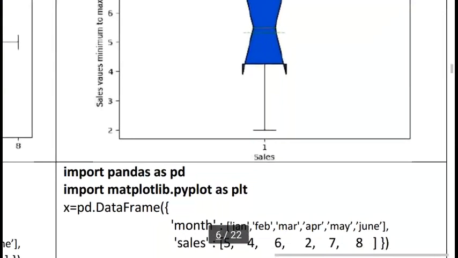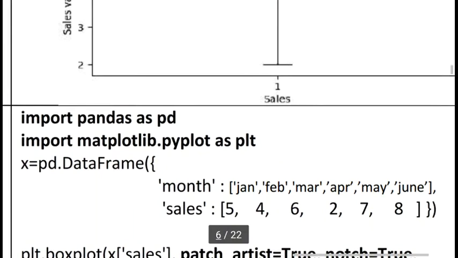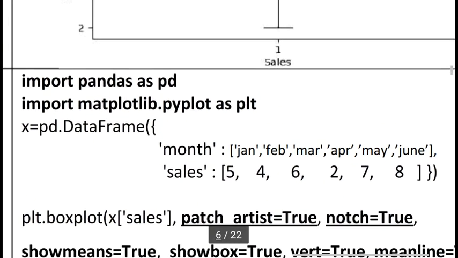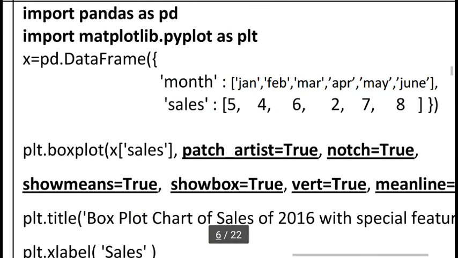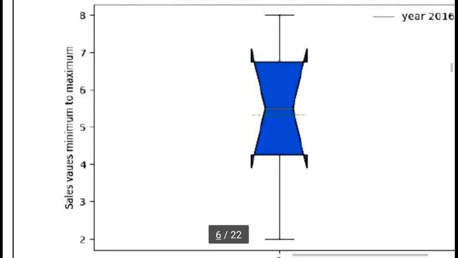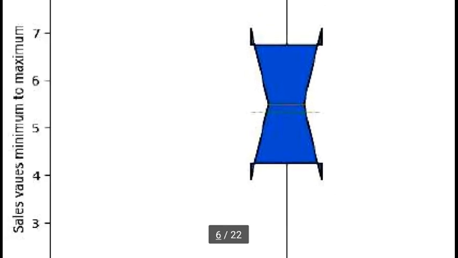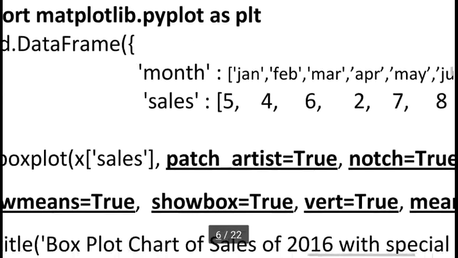So here I am using the same example: import pandas as pd, import matplotlib.pyplot as plt. Okay, this is our data, but here I am using new parameters. You can see plt.boxplot, x underscore sales we know, patch_artist is equal to true. So you can see the box color is always filled with the help of this parameter.